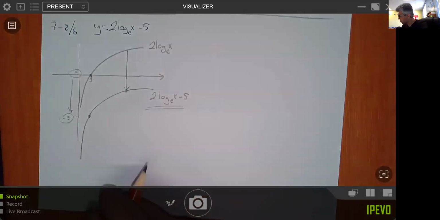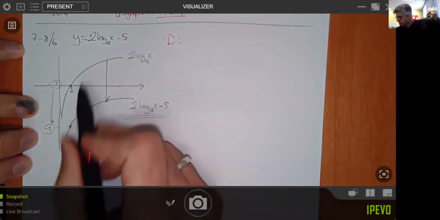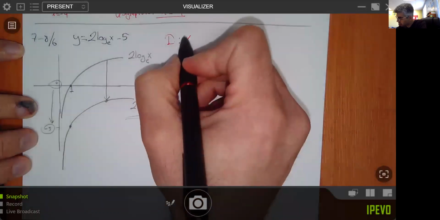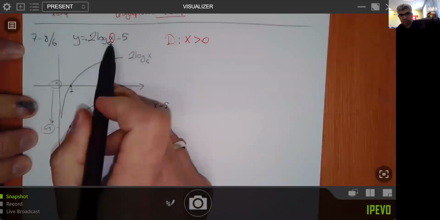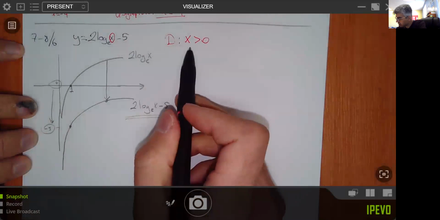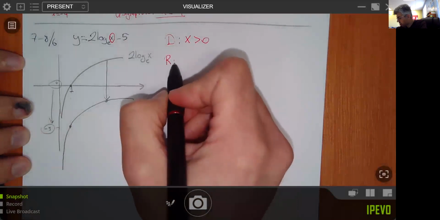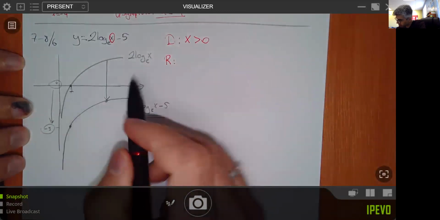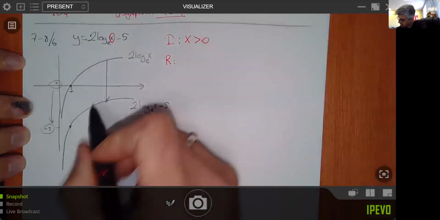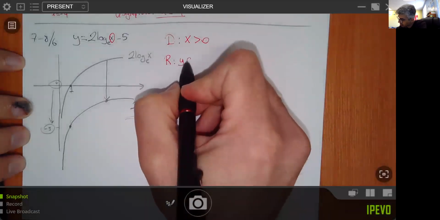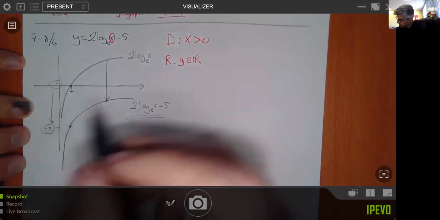Okay, so what is the domain here? The domain is the same, guys. It's x greater than 0 in both cases. Here x must always be positive, so x greater than 0. And what about range? Well, we have negative values, and we have positive values, because it goes like this. Somewhere it starts the positive values, so all real numbers. Domain, range, x-intercept.